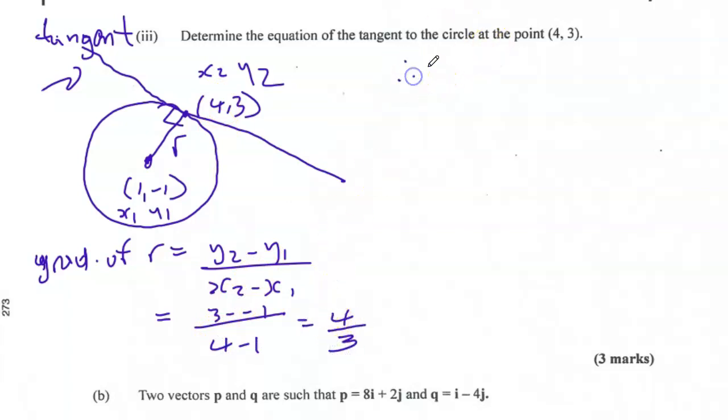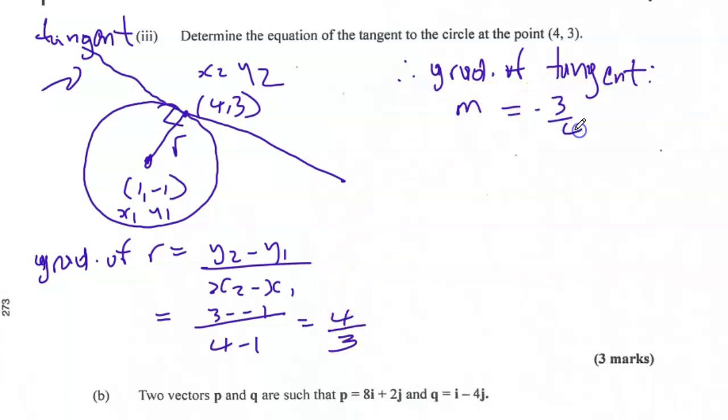So therefore, the gradient of the tangent, and this is what we call m, of course, would be equal to the negative reciprocal, which is negative 3/4. Recall that if two lines are perpendicular, then the product of the two gradients must give us negative 1. So m, the gradient for the tangent, will be minus 3/4.